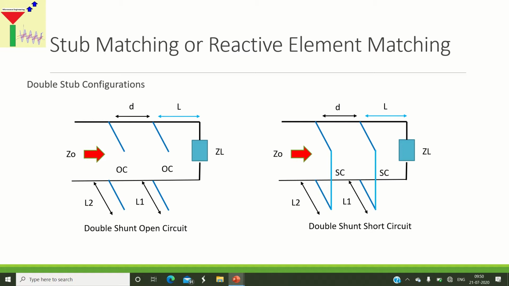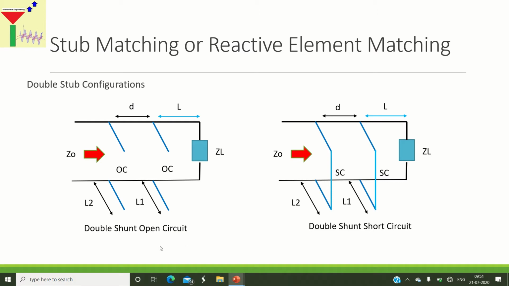This is a very difficult task in comparison to the parallel stub, where, whenever we want to design a parallel stub, we just need to solder a piece of a transmission line at an appropriate place. So this process is much easier when compared to the design of a series stub. That's the main reason why we should prefer to make use of parallel stubs in comparison to series stubs. So here the double stub configurations are shown.